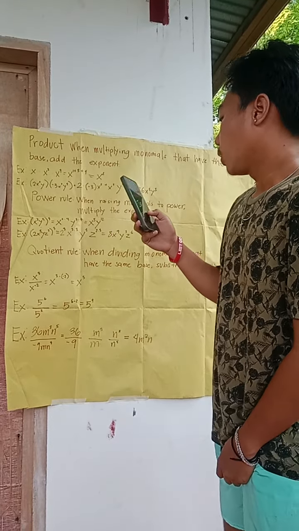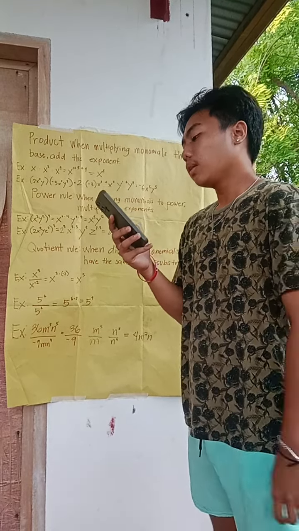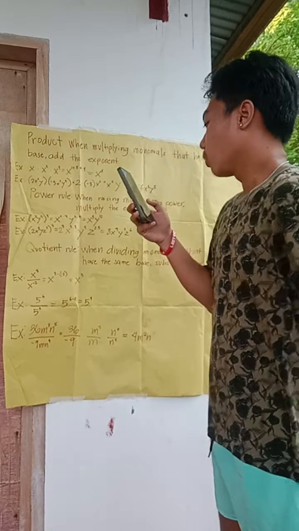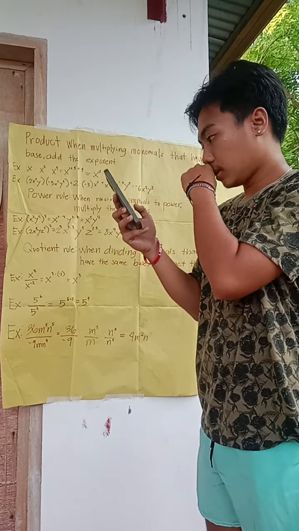The power rule states that when raising monomials to powers, multiply the exponent. So instead of adding the exponent like we did in the product rule, we multiply them for the same variable or base. Here's the given example.